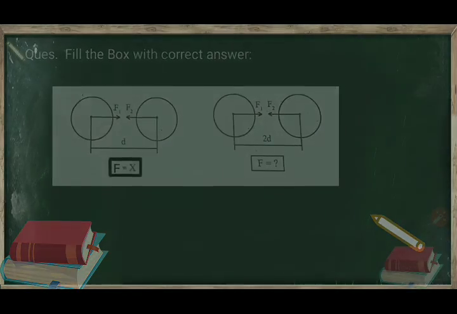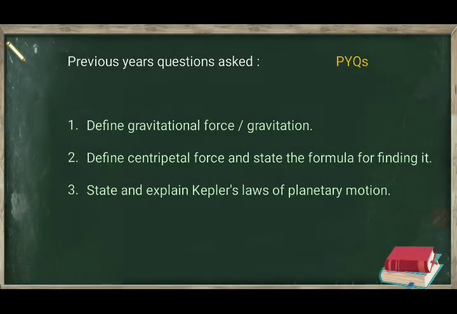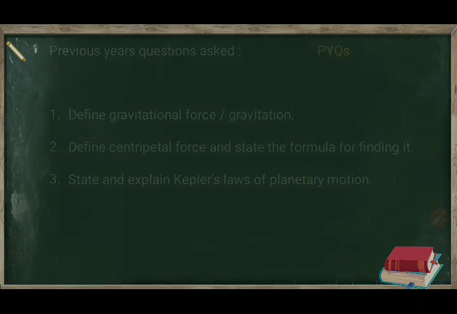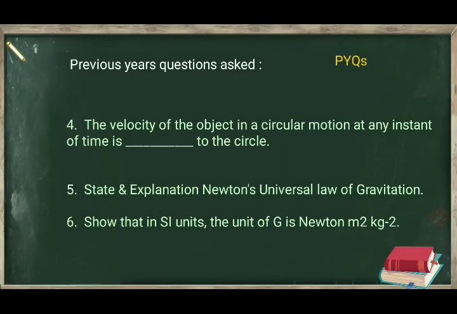There are some questions which you can attempt by stopping this video. First, define gravitational force as gravitation. Second, define centripetal force and state the formula for finding it. Third, state and explain Kepler's laws of planetary motion. Fourth, fill in the blanks: the velocity of an object in circular motion at any instant of time is dash to the circle. The answer is tangential to the circle. Fifth, state and explain Newton's universal law of gravitation.